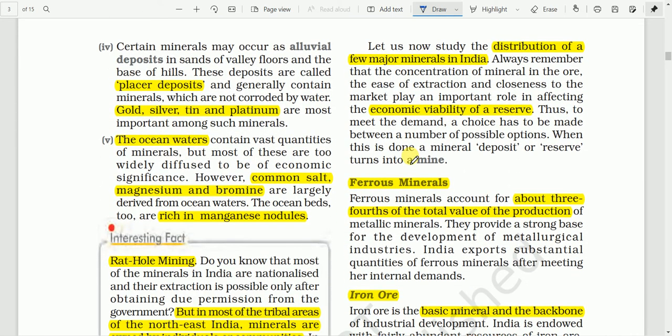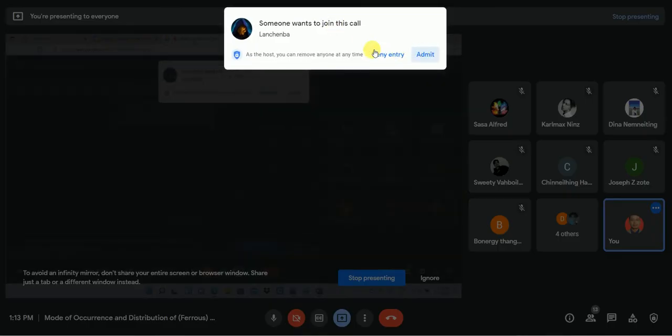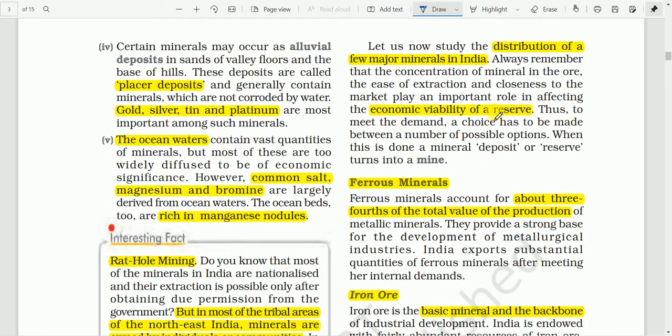Next, we have certain minerals. Certain minerals may occur as alluvial deposits in sands of valley floors and base of the hill, that is at the foothills. These are called placer deposits and generally contain minerals which are not corroded by water. Gold, silver, tin, platinum are most important among such minerals.